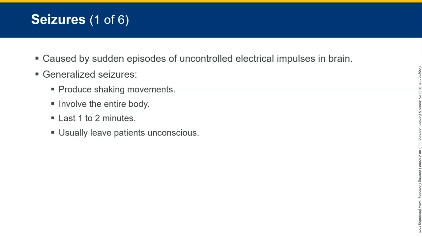So seizures. Seizures are caused by sudden episodes of uncontrolled electrical impulses in the brain. Normally you have this A and this B, and the little impulse travels from A to B. What happens though is things start becoming erratic, and these impulses start traveling all throughout the brain. They're completely uncontrolled. What that does is produce shaking movements and it involves the entire body. These usually last 1 to 2 minutes.